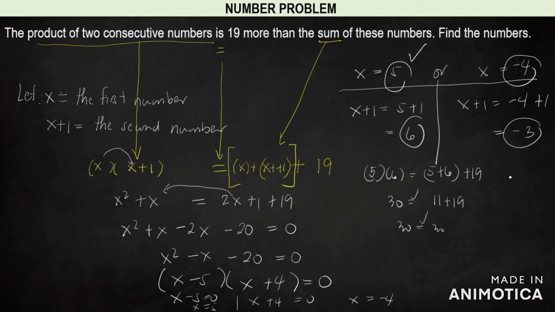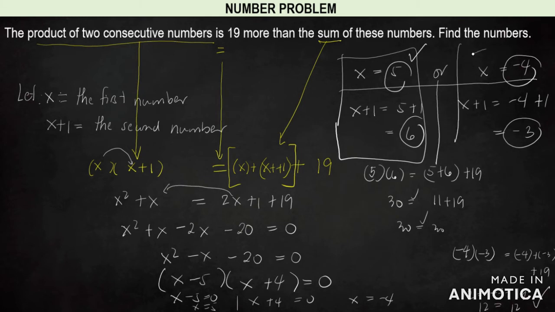How about the second one? We have negative 4 times negative 3 is equal to the sum negative 4 plus negative 3 plus 19. So we have here positive 12. Okay. We have negative 4 plus negative 3 is negative 7 plus 19. 12 is equal to negative 7 plus 19 is equal to 12. Correct. So we have here two possible solutions. We have the first one and this is the second one.